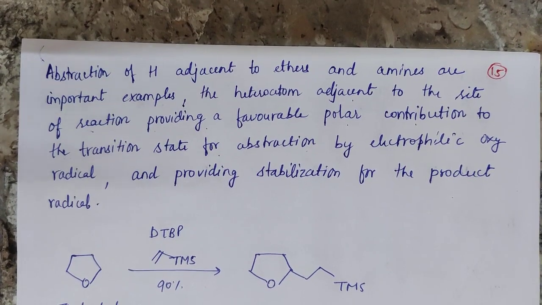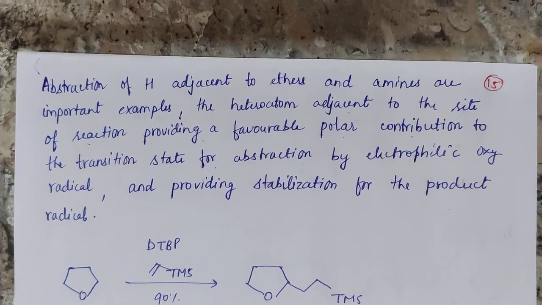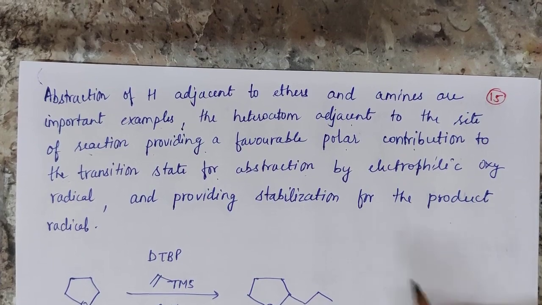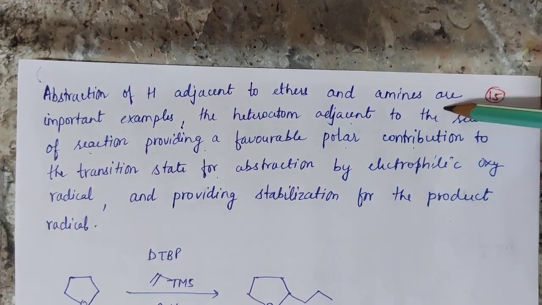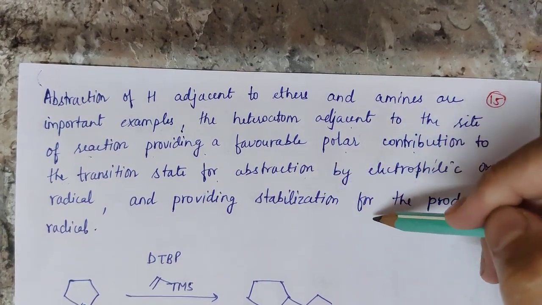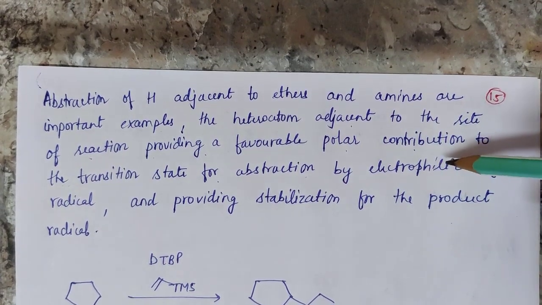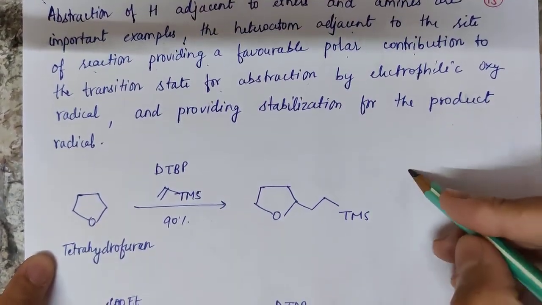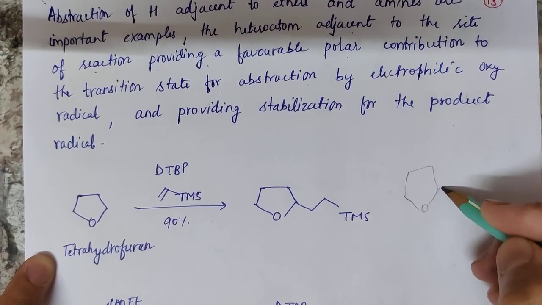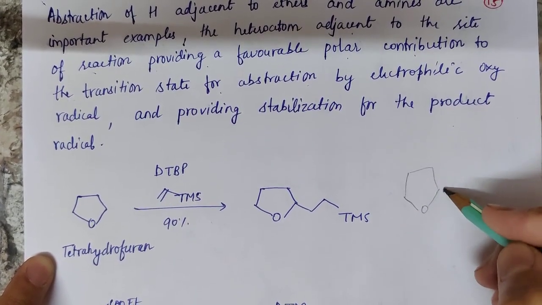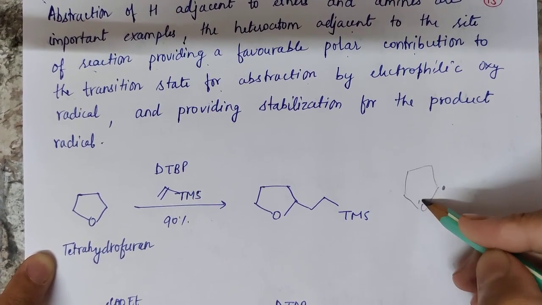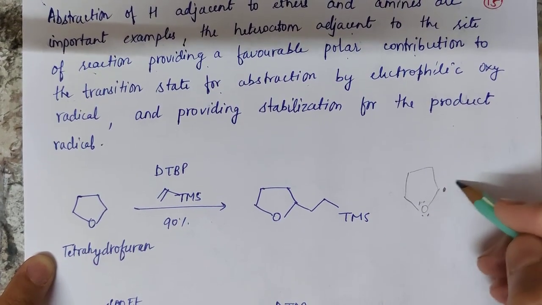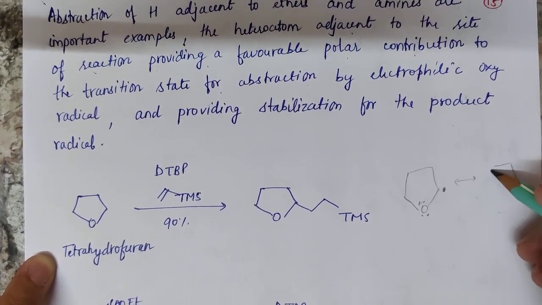Now earlier we studied that the reaction proceeds via abstraction of hydrogen from a CH bond. Now this is favored in case of ethers and amines, or if some heteroatom is present adjacent to that site, because let's see the example of tetrahydrofuran. So in case of tetrahydrofuran, a radical will form on this carbon. Now this oxygen has two lone pair. There is a possibility of slight resonance here.